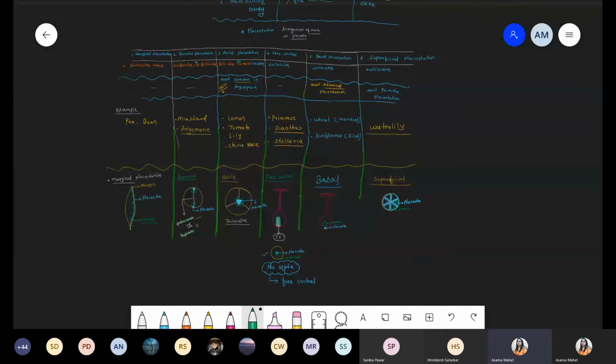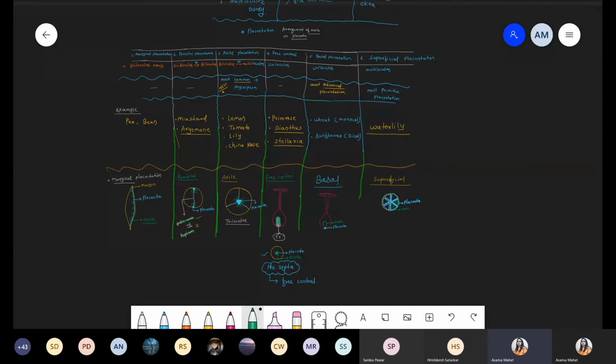So we discussed classification. First of all, we discussed the ovary pattern. Then we talked about specific characteristics. Under marginal and parietal, we simply give a dash because there is no specific characteristic. Free central also doesn't have any specific characteristic, but axial is most common in angiosperms, basal is most advanced, and superficial is most primitive. With examples, and finally we take the diagrammatic representation. So these end with placentation.